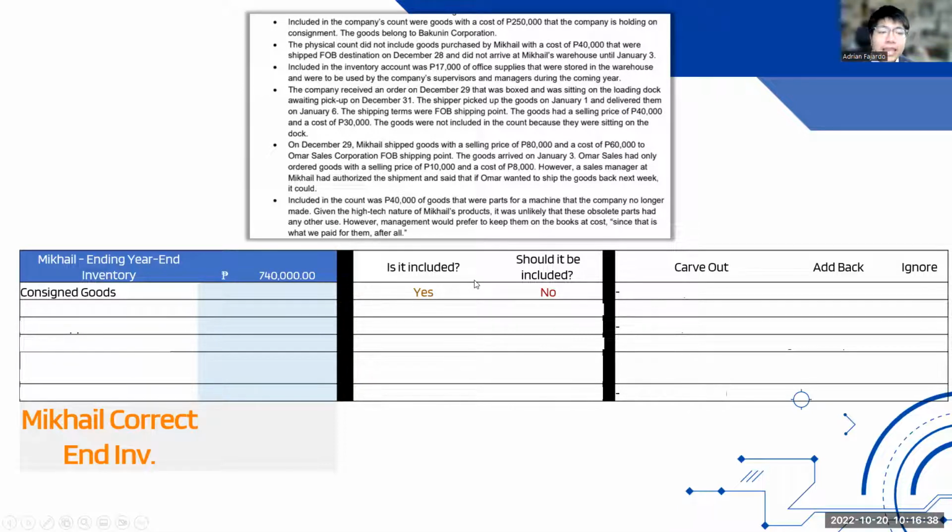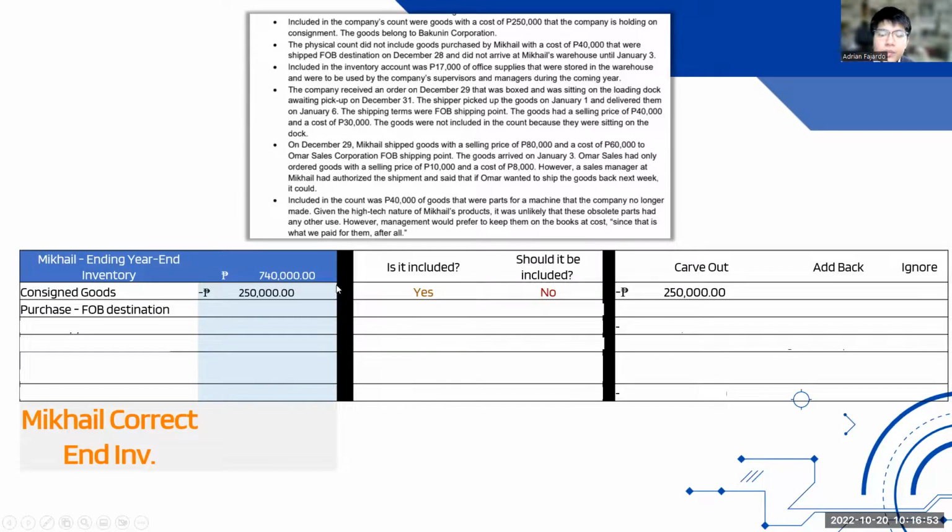Therefore, they included it, but it should not have been included. So logically, you have to carve out. So it's already part of the 740,000. So we have to subtract 250,000, right?